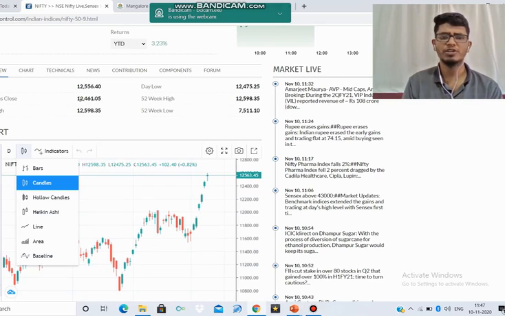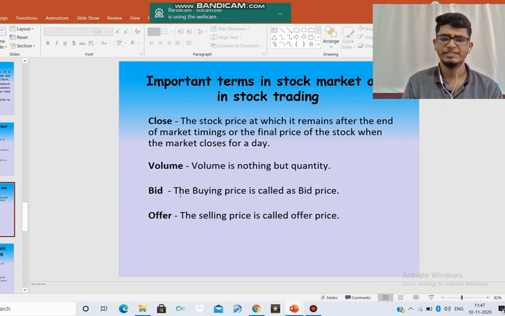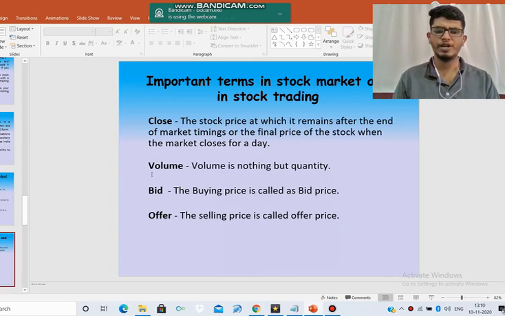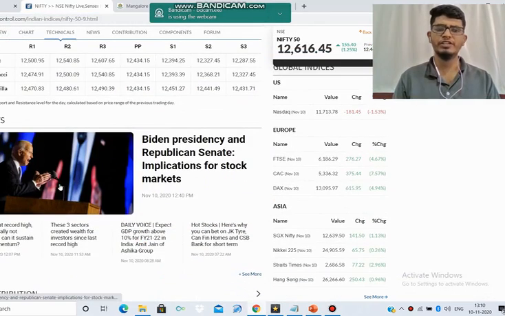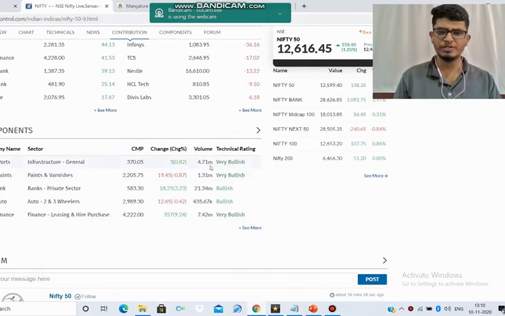Here the closing price will be mentioned, and if you open the Money Control app after 3:30, you will get today's closing price. Bid is nothing but the buying price, and offer is nothing but the selling price. And the volume is how many stocks are sold in that particular period. The volume is also mentioned in the stock market information. We can get the volume information here itself.